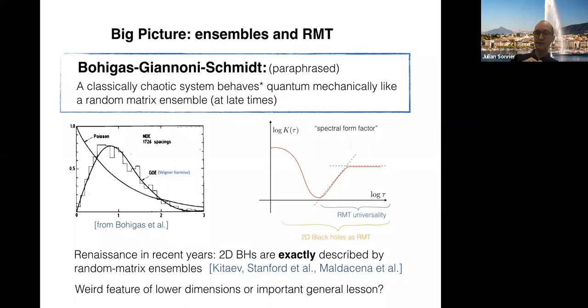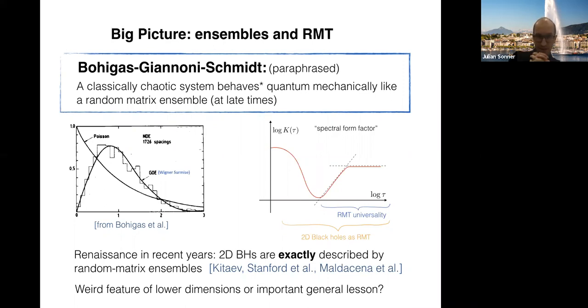And what could be the connection between what I just said and this idea of ensembles? Well, one way of thinking about this is actually an old conjecture in the chaos literature due to Bohigas, Giannoni, and Schmidt. I'm paraphrasing. They say that a classically chaotic system, one system, like a kicked rotor or other examples, quantum mechanically actually behaves at late times like a random matrix ensemble.